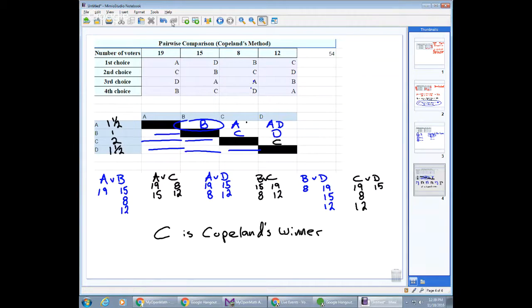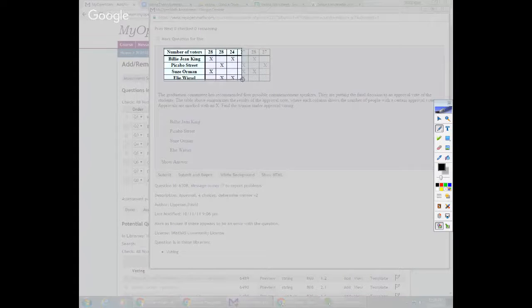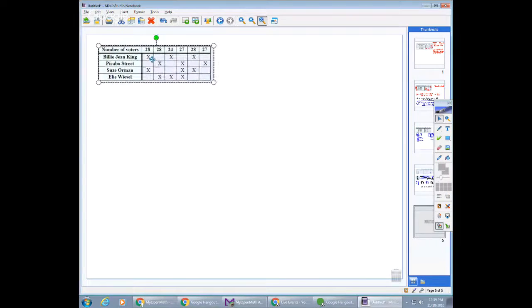Okay, let's see, new page, copy. And screen clipping, let's do this here. Okay.